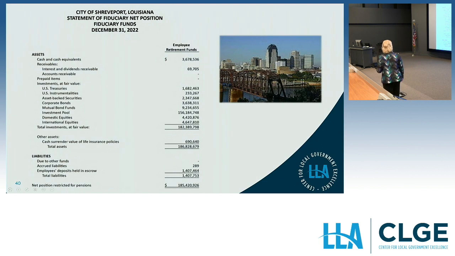So we have their total assets in order of liquidity, and then we have their liabilities to get to their net position. Their net position is restricted. Remember, we talked about those categories of net position. So theirs is all restricted for pensions. Nothing else, it can't be used.